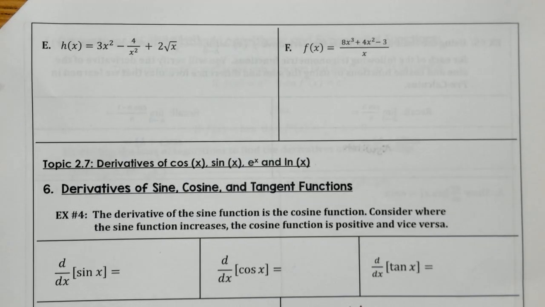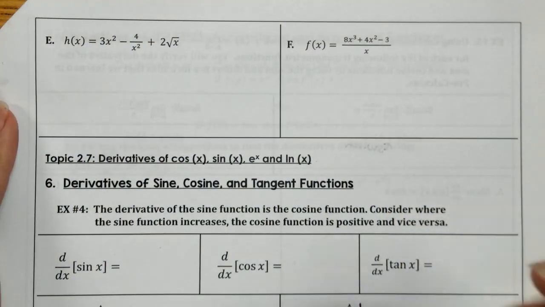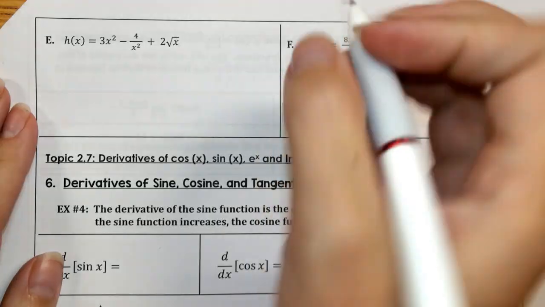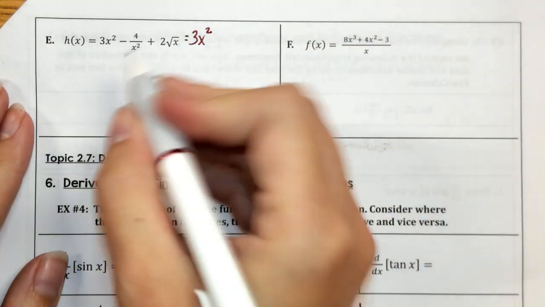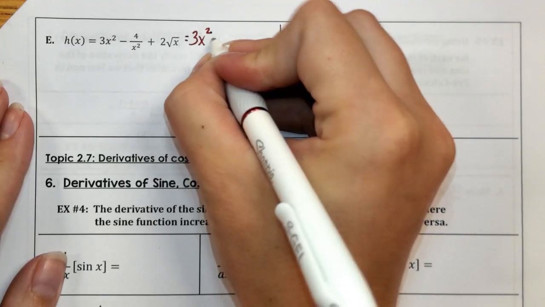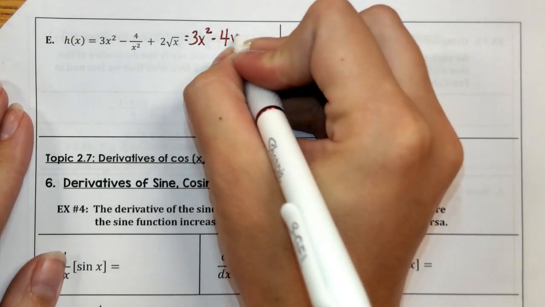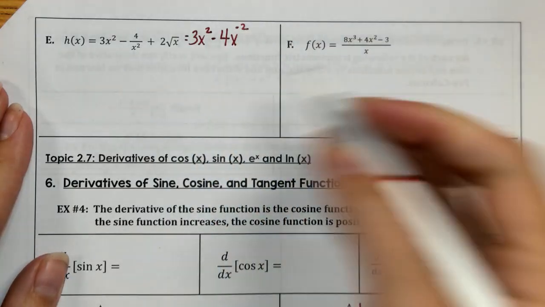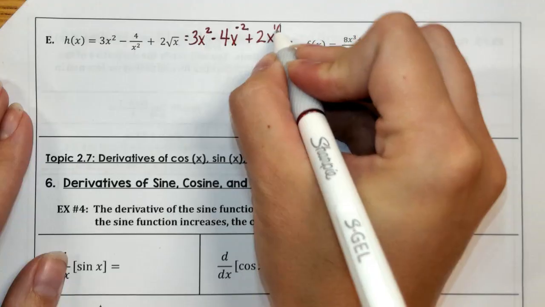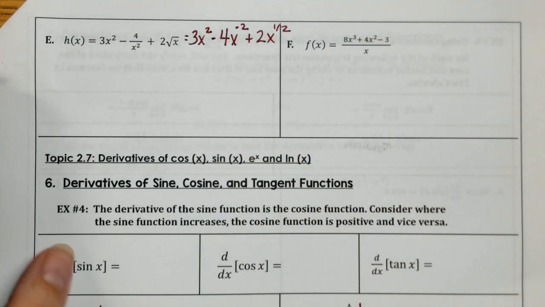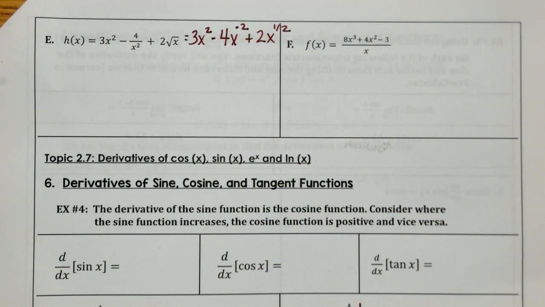Okay, moving on to E. So let's rewrite these two for sure. Our first one's okay, so 3x squared is fine. This is 4x to the negative 2. And this is 2x to the 1/2. We're going to use the general rule on all of these.